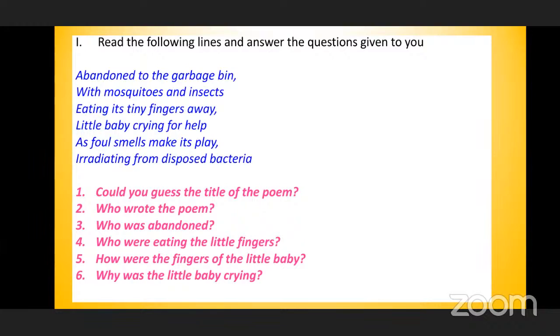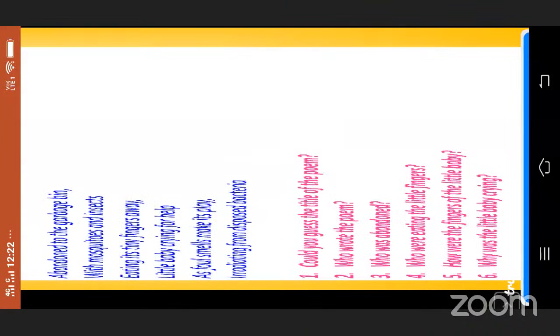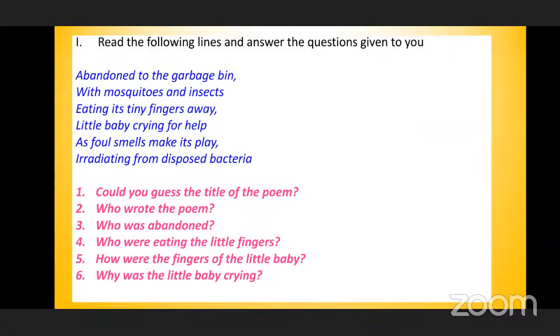So you remember that 3 R's technique. First, read. I read the poem. Now coming to the questions. Could you guess the title of the poem? Second one, who wrote the poem? Third one, who was abandoned? Fourth one, who are eating the little fingers? How are the little fingers of the little baby? Why was the little baby crying? Now these are the 6 questions that are given for the reading comprehension poem.